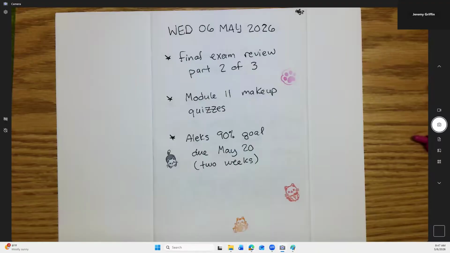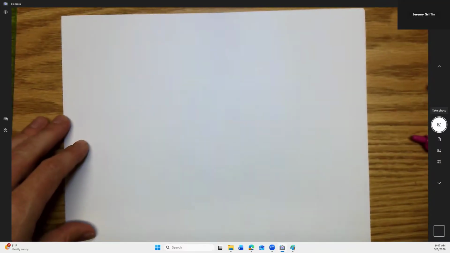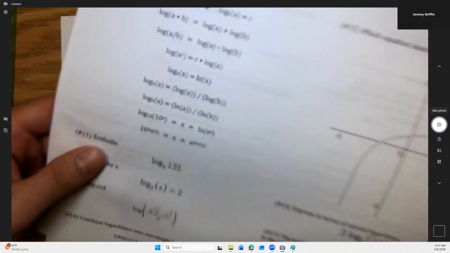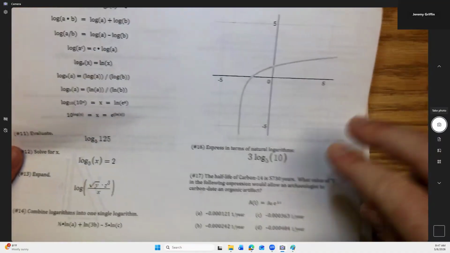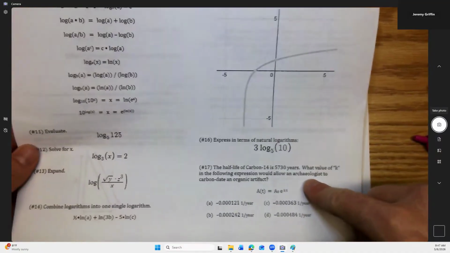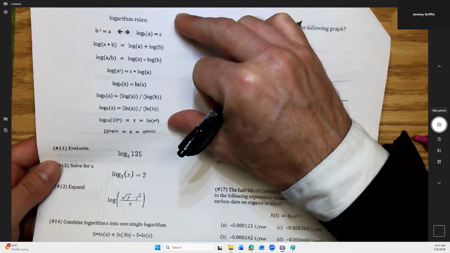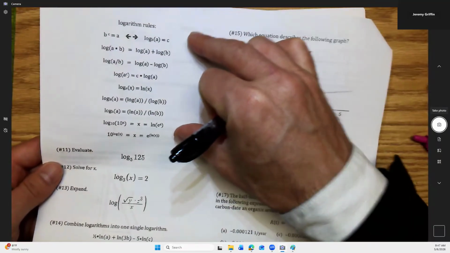All right, so let's flip over here. And you guys be taking notes here because we're giving all these answers. Looks like we're on 17. There you go, 17. You guys see this whole list of logarithm rules. This will be printed on the final exam. You just have to know how to apply it.